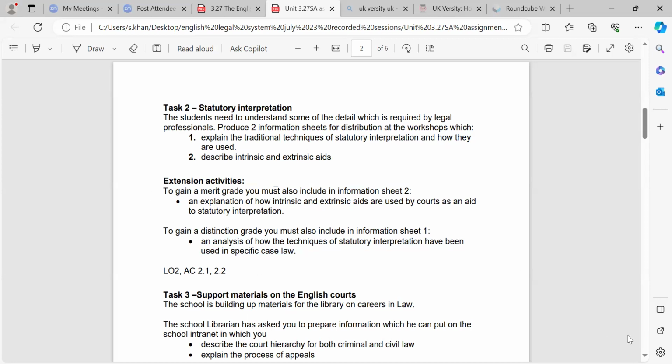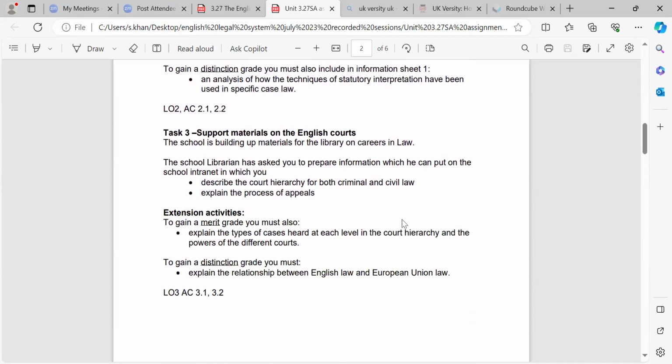And that is LO2, AC 2.1 and 2.2. Now for task 3, you need to support materials on the English course. Task 3 is where the school is building up materials for the library on careers in law.